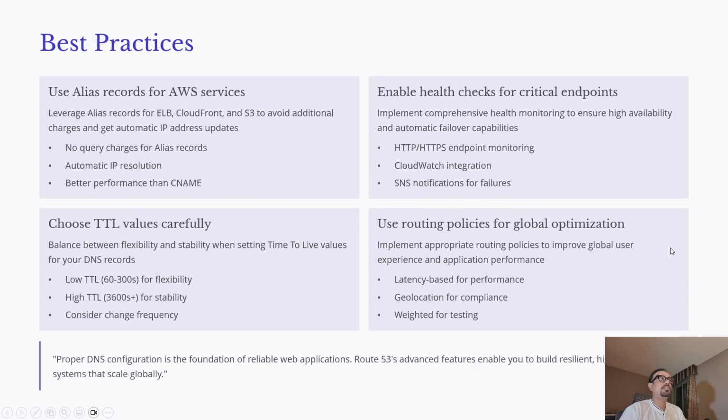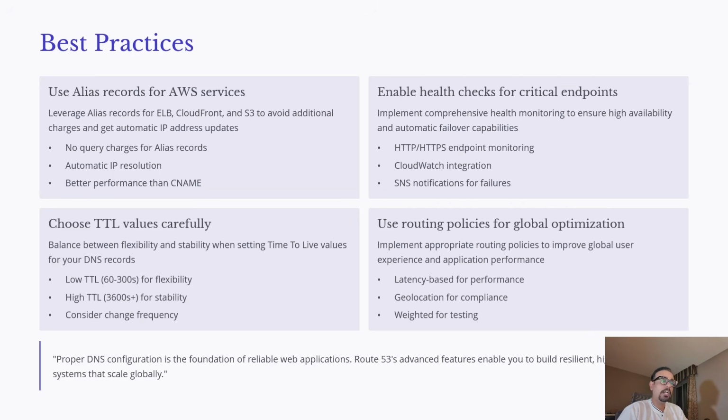Now, as we have understood how to implement it, here are some best practices that you should follow. First, use alias names for AWS services like ELB, CloudFront, and S3. This is some advanced part where you can use the alias name for the workload that you have hosted on ELB, CloudFront, that we are going to see in the next video, and S3. They come with no extra DNS query charges, resolve automatically, and perform better than CNAMEs in AWS environments. So when you have ELB, CloudFront, and S3, always remember to configure it accordingly.